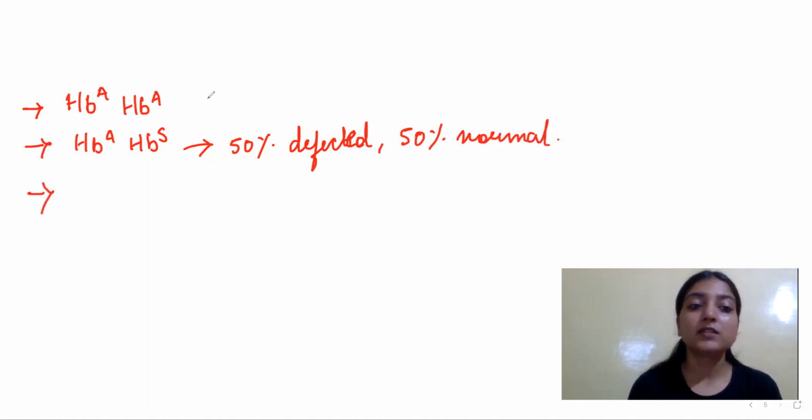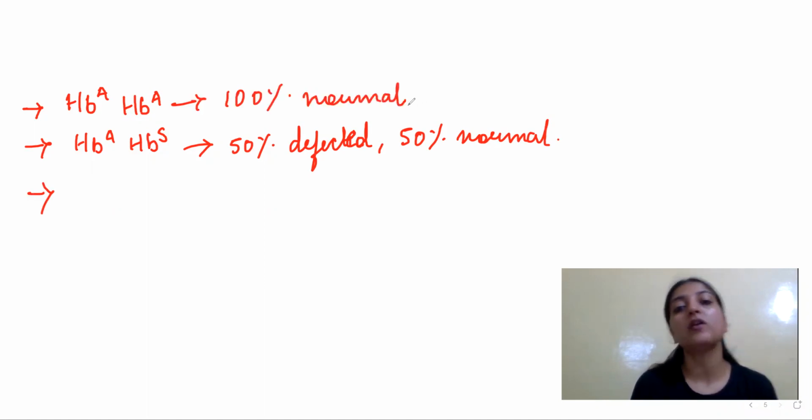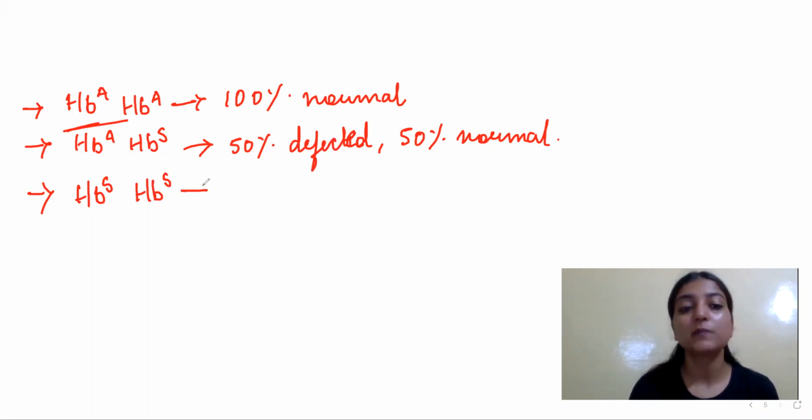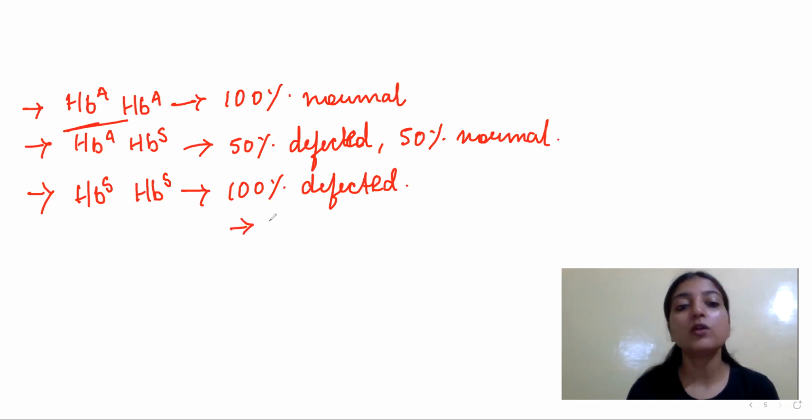Now, in this case, this is 100% normal, right? Because it is not a carrier. This person is not a carrier of the recessive gene of the sickle cell. Okay. Now here, it can be HbS, that is both recessive genes. If a person is carrying this, it means it is 100% defective, and this kind of person does not survive.